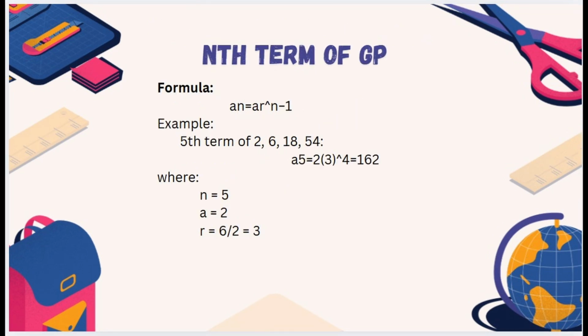Nth term of GP. The formula for the nth term of a GP is an equals a times r to the power of n minus 1. To find the fifth term of the sequence 2, 6, 18, 54, where n is 5, a is 2, and r is 3, a5 equals 2 times 3 to the power of 4, or 2 times 81, which equals 162.